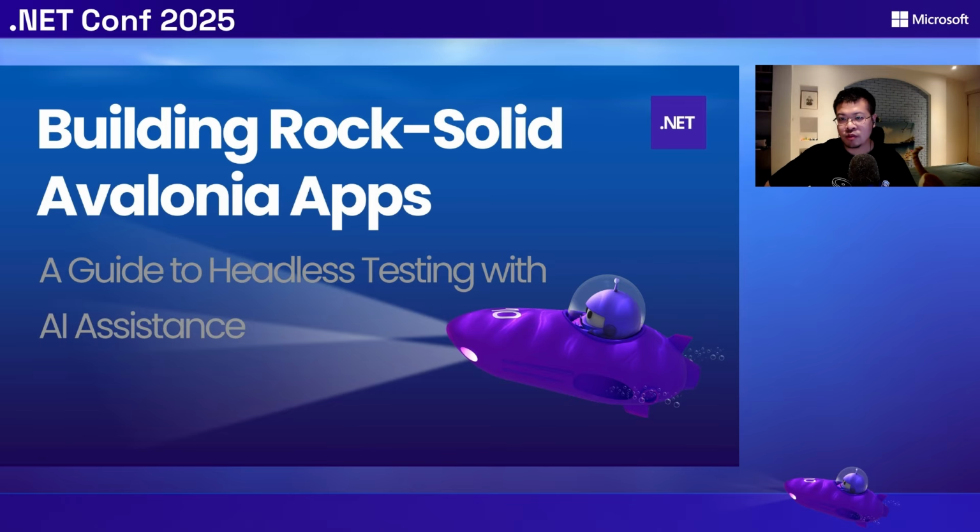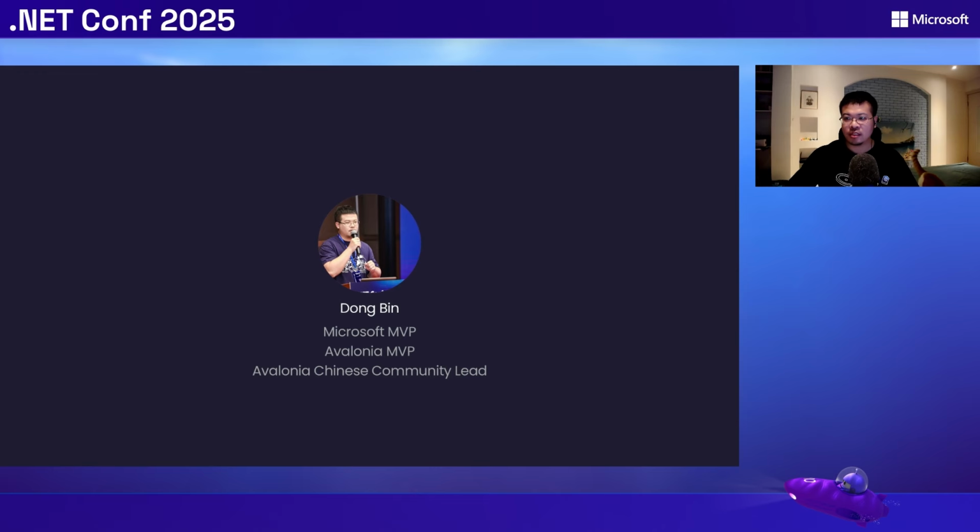First of all, let me introduce myself. I'm Dongbing. I'm the lead of Avalonia China community, and I have been working on desktop applications at large enterprises like Schlumberger and Nomura IT. And currently, I'm a Microsoft MVP in .NET, and I'm also an Avalonia MVP. For the past few years, I also served as the host and the organizer of dotnet Conf China.